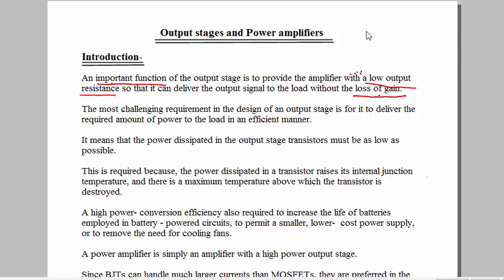In the chapter on feedback amplifiers, we have seen this property in much detail: if the output resistance of the voltage amplifier is low, then the load will get most of the voltage. So V naught will be more, which means the gain will be more, so the loss of gain will be less. Okay. Now, what is the main challenge while designing?